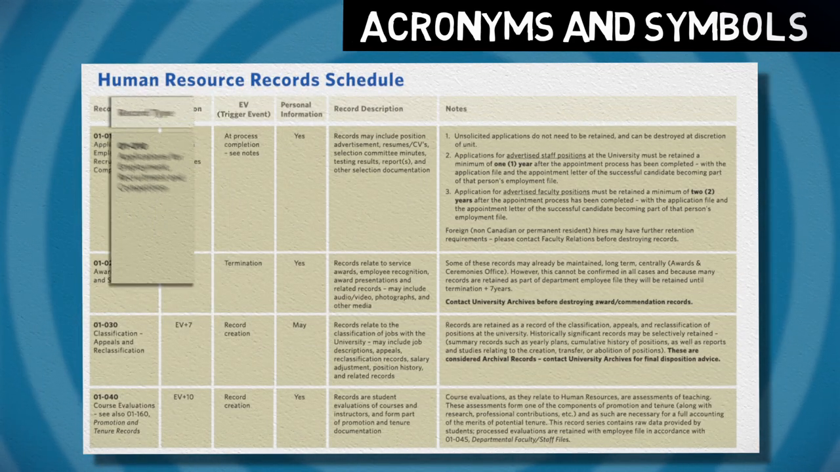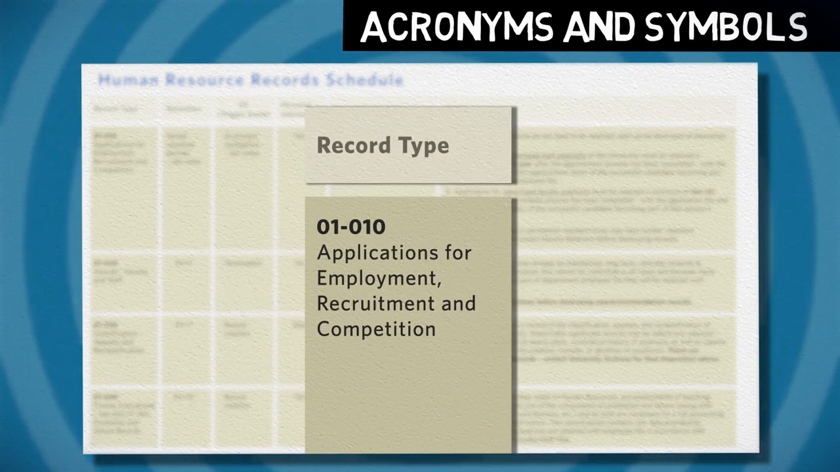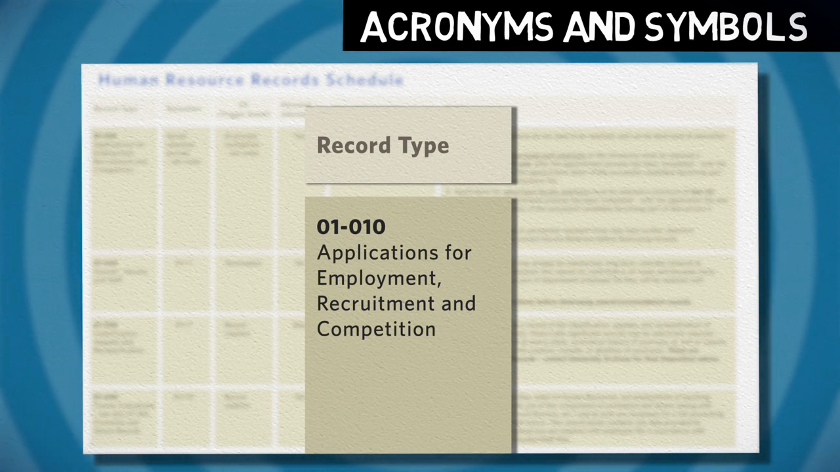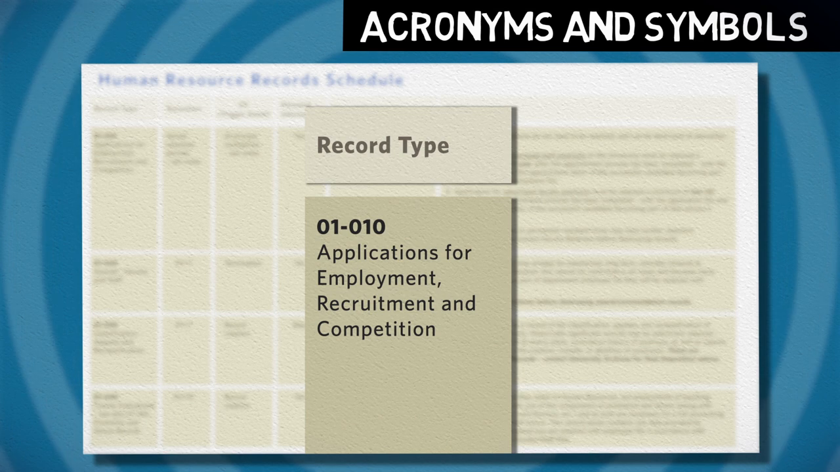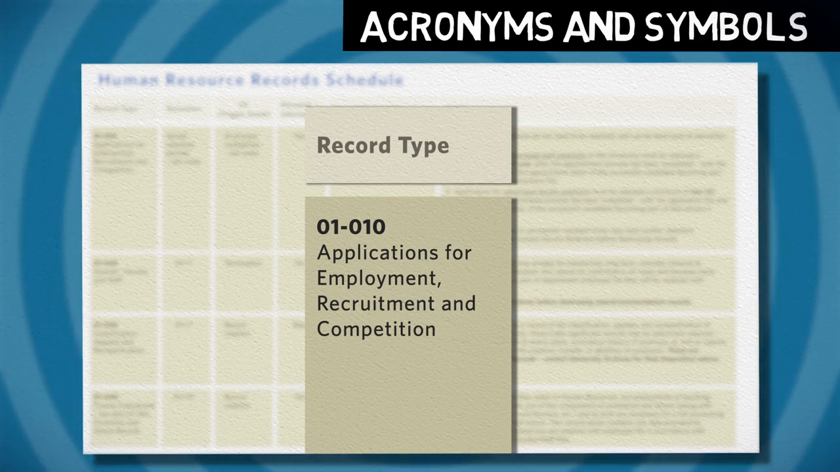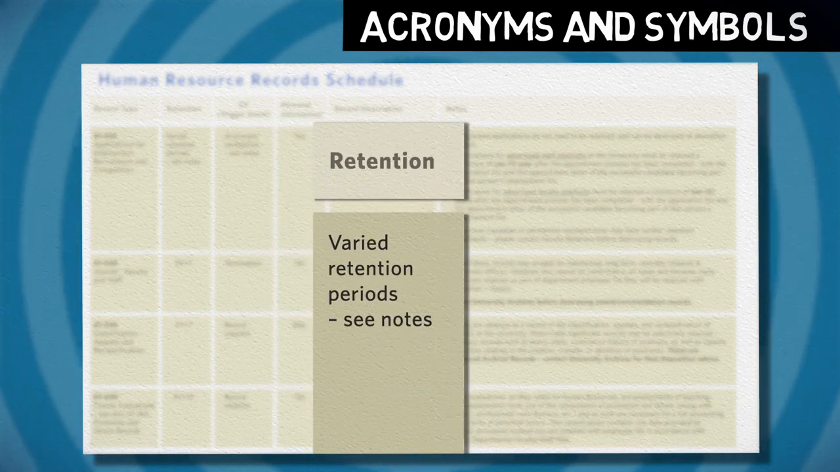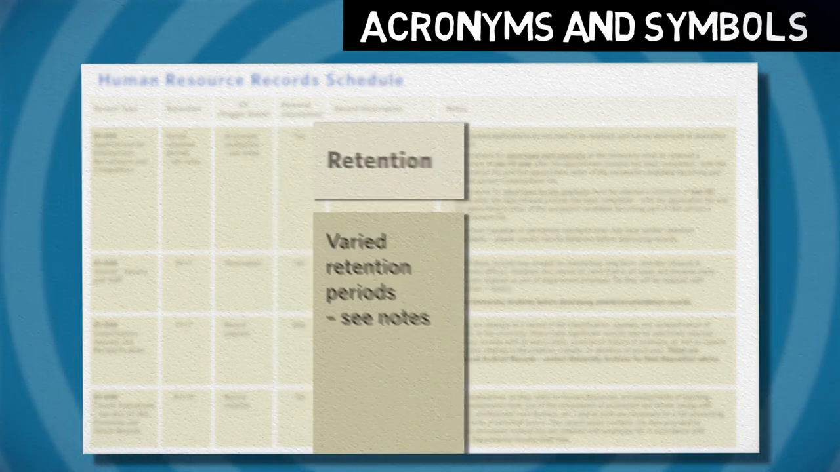The first record series on the list is 01-010, which is the code that means applications for employment, recruitment, and competition, and its description. This is all the records that a unit might have on a job competition. The retention for this series of records is varied, with more details in the notes.